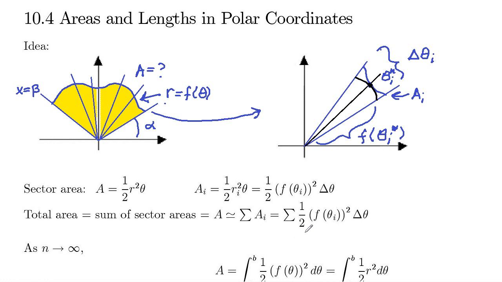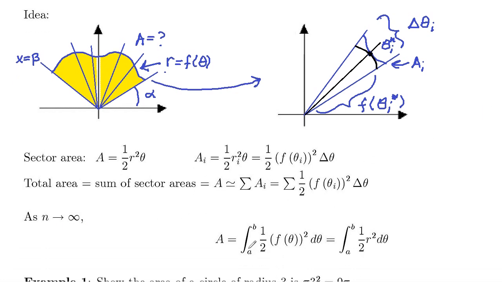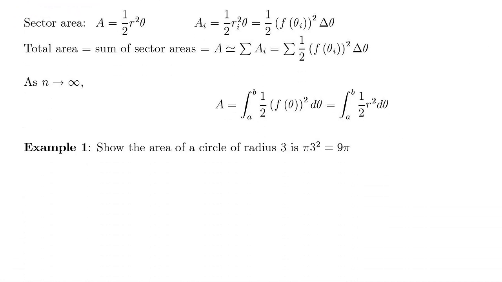And then each one of those pieces is approximated by 1/2 f of theta sub i squared times delta theta. So if you look at a limit here as n goes to infinity, then our actual area will be the limit of this guy. So your 1/2 comes down, f of theta sub i at a sample point turns into f of theta, delta theta into d theta. So this is sector area of a circle, and then the integral adds them up. We'll abbreviate that formula with 1/2 r squared d theta. So that's where it comes from. It comes from sector area of a circle.